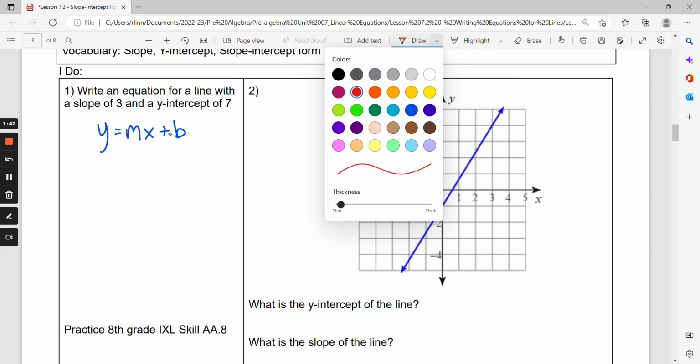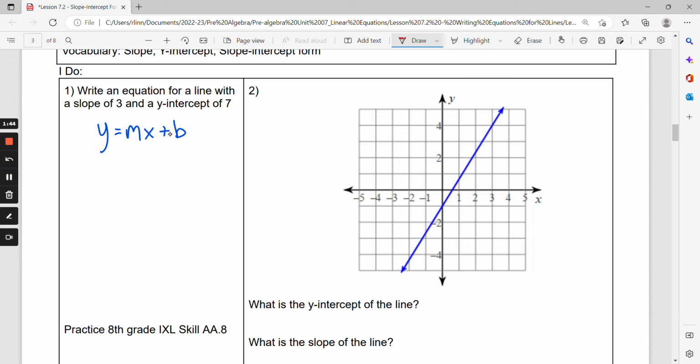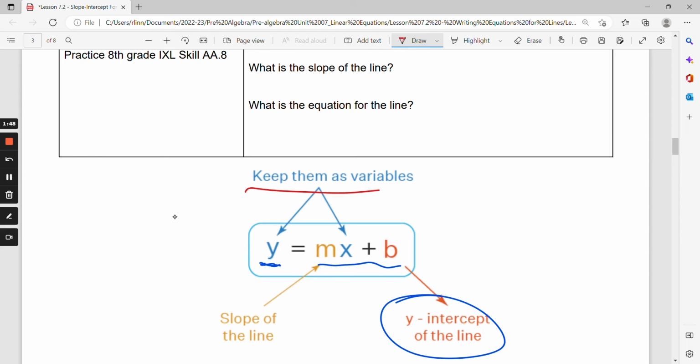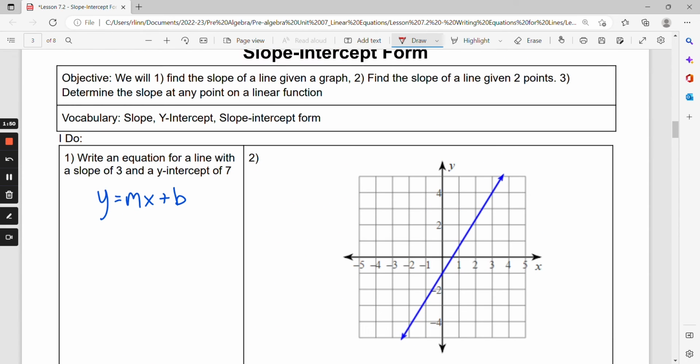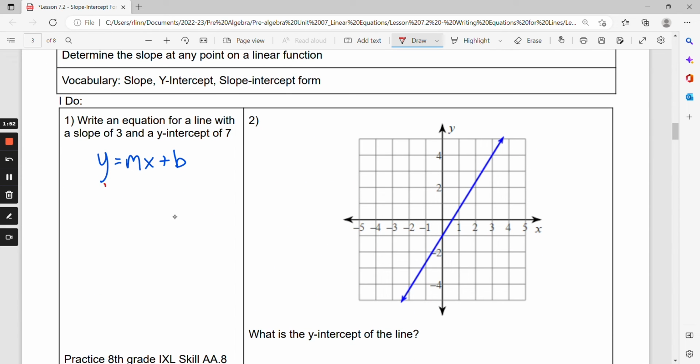And then I'm going to bring a couple of my variables down, because as it says in my diagram here, I'm going to keep my x and y as variables. So I'm going to go ahead and bring those down. I've got my y is going to come down, y equals, I'm going to bring my x down. So I've got y equals something x plus something.